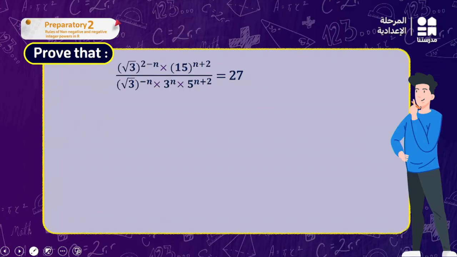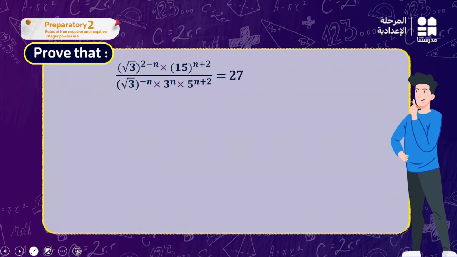نيجي هنا بقى مسألة prove. Prove that root 3 to the power 2 minus n multiply 15 to the power n plus 2 over root 3 to the power negative n multiply 3 to the power n multiply 5 to the power n plus 2 equals 27. تعال نعمل proof ان كل ده equal 27. طيب يا مستر في مسائل proof ايه التكنيك اللي انا بستخدمه؟ ايه الشكل اللي انا بقدر استخدمه؟ هنا بنستخدم الليفت هاند سايد لوحدها، نعمل simplifying للليفت هاند سايد كلها ونوصلها للرايت هاند سايد. تعال نشوف ازاي. يلا بينا.